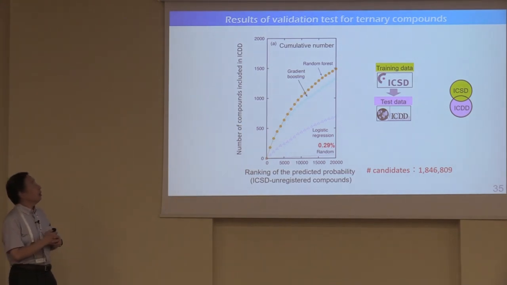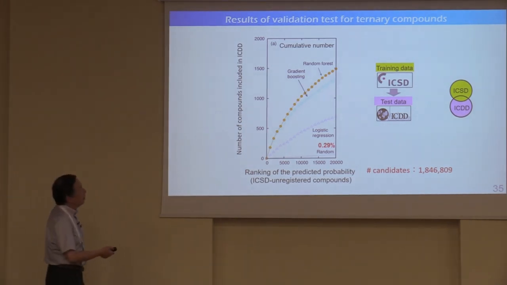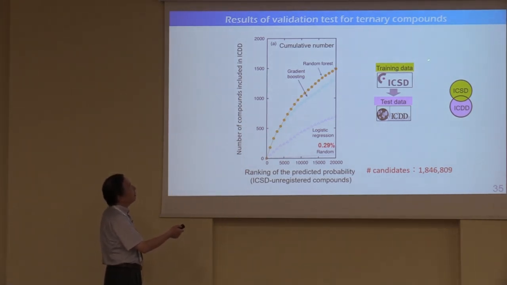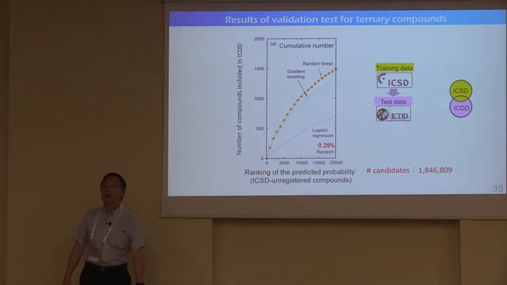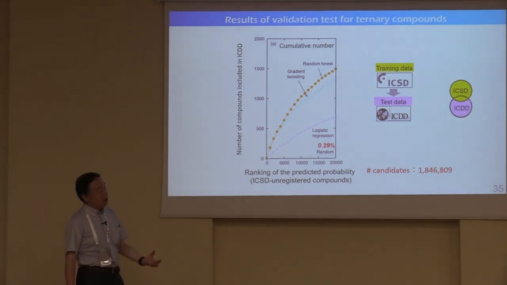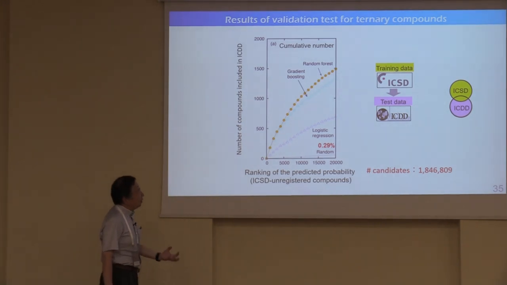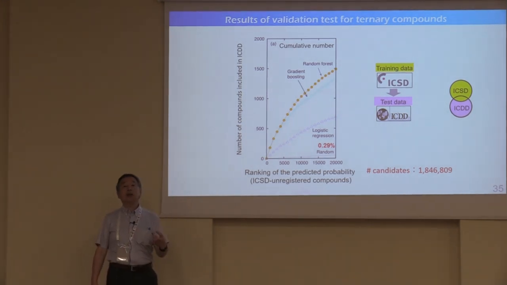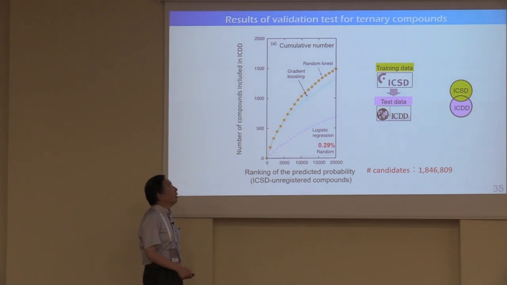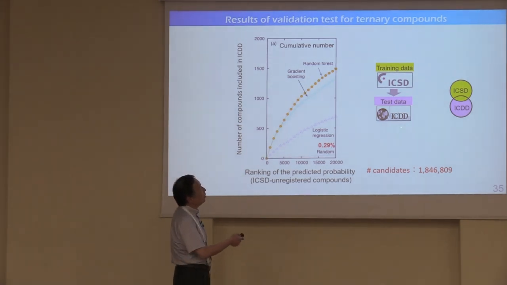Okay, this is already the result of validation. By the way, we use the ICSD data as training data. And we need to validate the result, whether the result is correct or not. In order to validate the result, we need a kind of test set. And for the test set, we use the other database called ICDD.